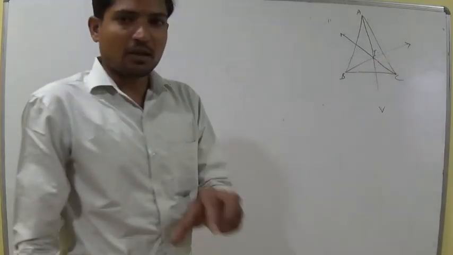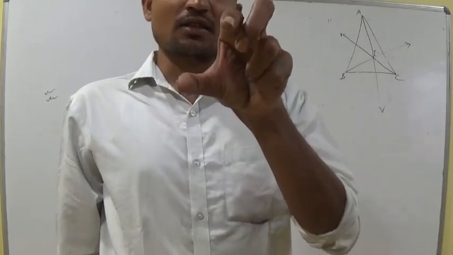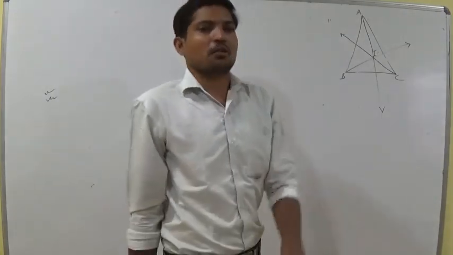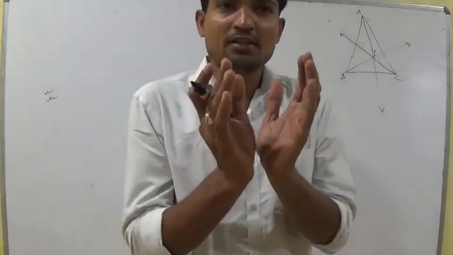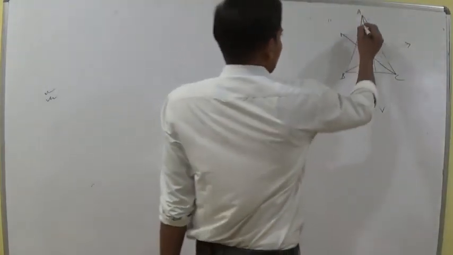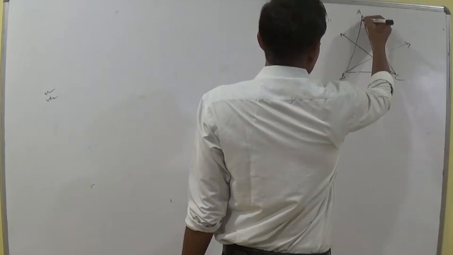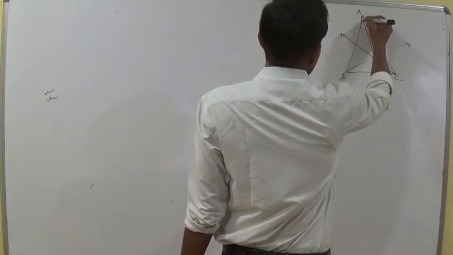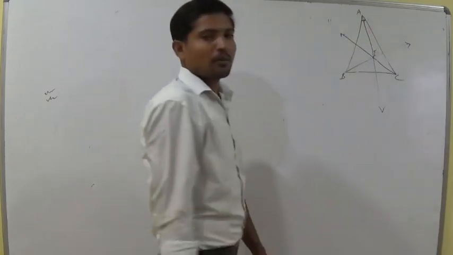See, angle bisector means which bisects the angle into two equal parts. I mean to say which divides into two equal parts. That means whatever the angle we have here, the same angle we have here. That is the angle bisector.